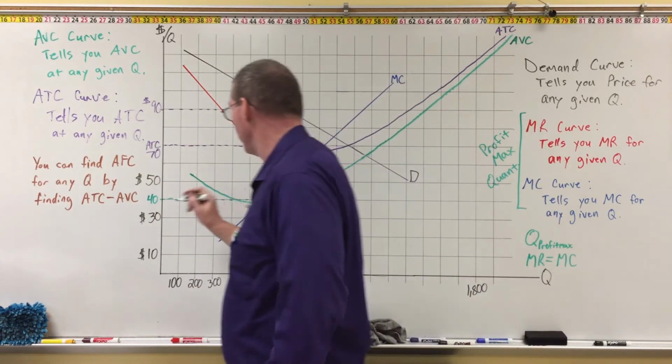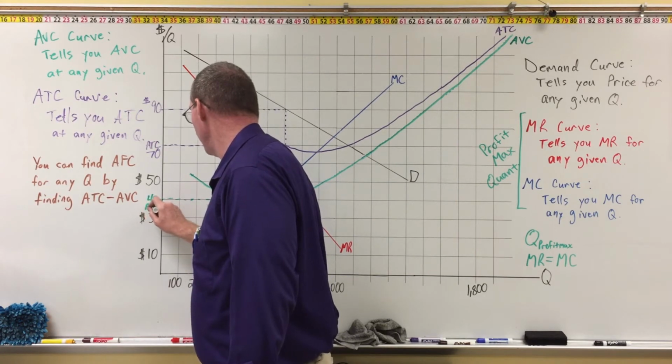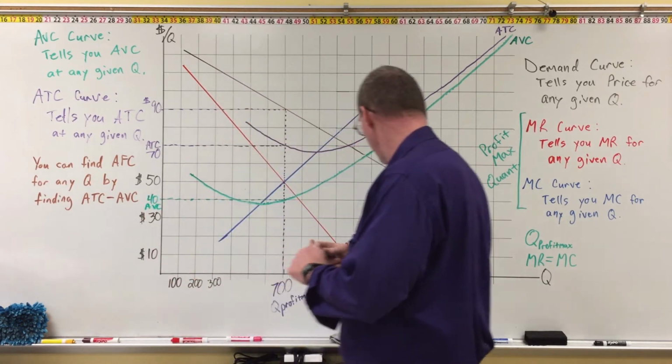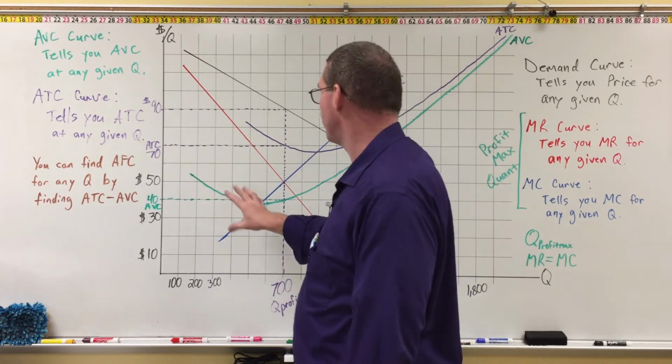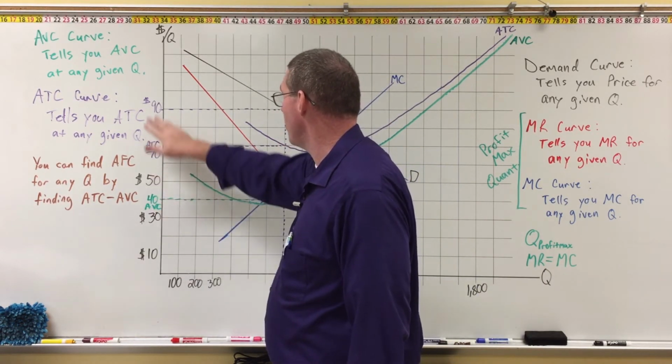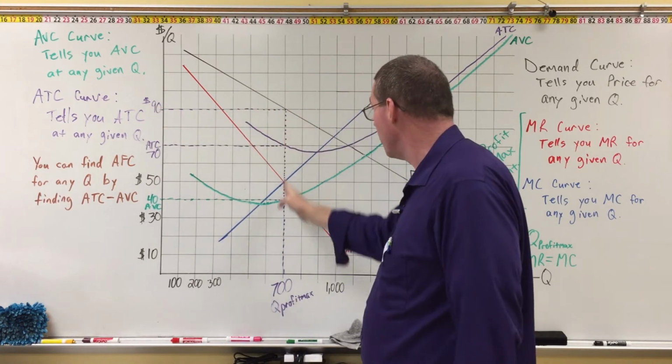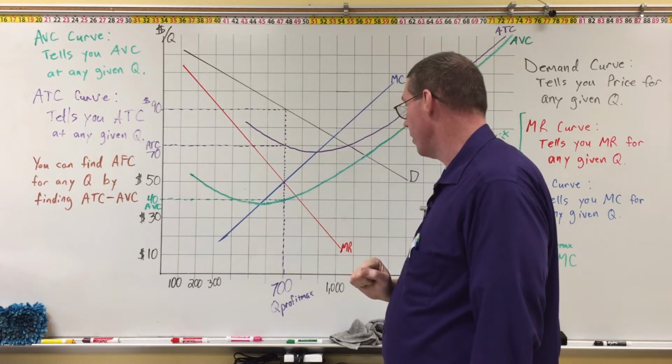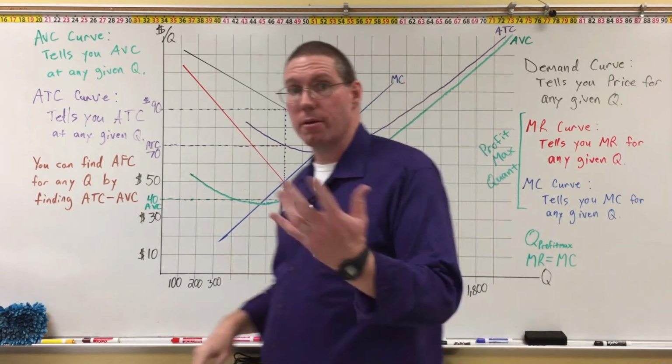And so now what we have done is we have now identified the average total cost, the average variable cost, and the price at the profit maximizing quantity. Now let me review this one more time. So here's what you're going to do.